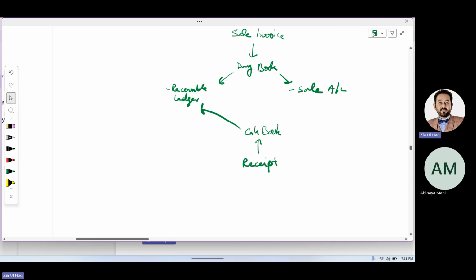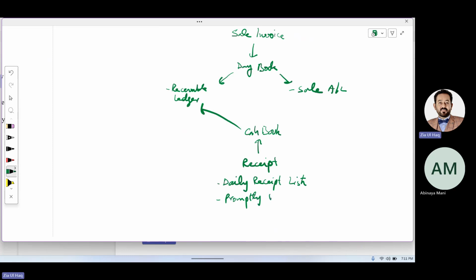And when a company has received receipts from the customer, the company needs to record them in a daily receipt list. Like, these are the receipts for the day. And these receipts should be promptly banked.